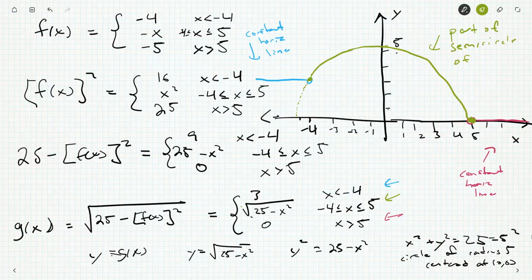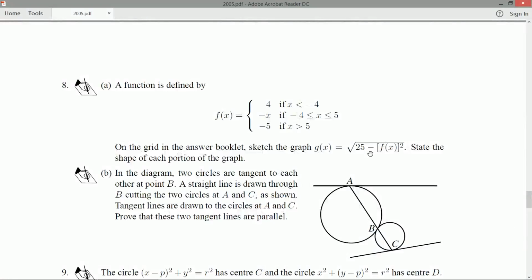I wouldn't include this dashed line here, just because they might get confused as to whether you know what a graph is, but it's probably okay. Part of semicircle of radius 5, centered at 0, 0. Well, we don't really have to think about it, because we recognize root r squared minus x squared for the formula that it is. It's part of a semicircle. Okay, so there's our graph of y equals g of x. Wasn't particularly difficult, and we labeled every part, and I think that was it. Sketch the graph, fine. State the shape of each portion of the graph, constant horizontal lines, and parts of semicircles. We're good.